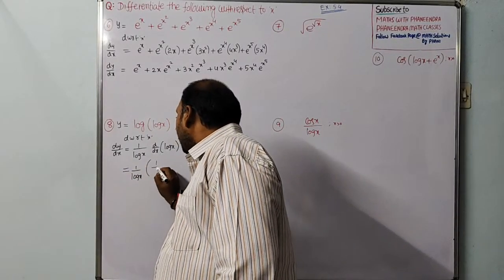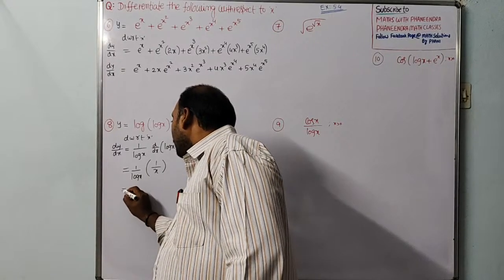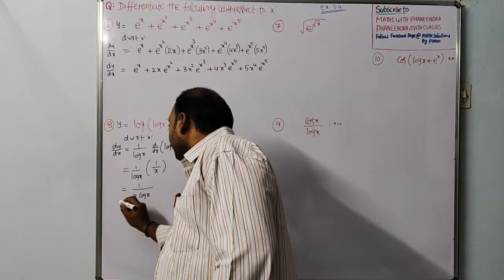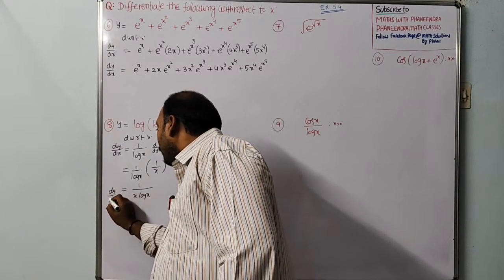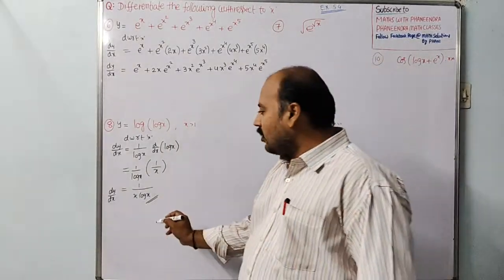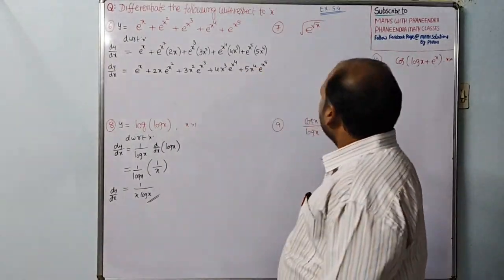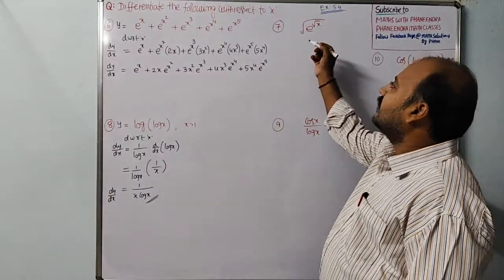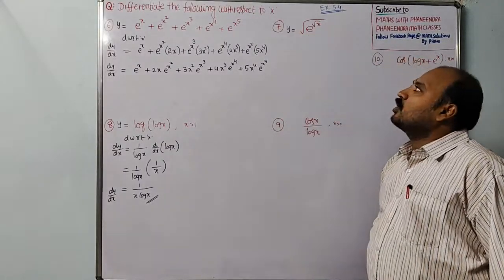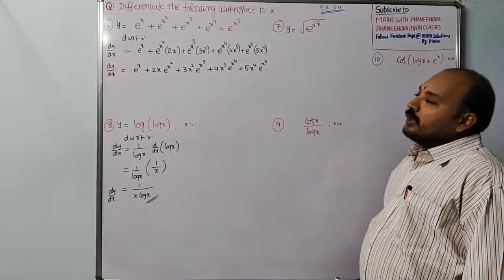dy by dx of log x is 1 by x, which is equal to 1 by x into log x. This is the value of dy by dx, 1 by x log x. Now come to question number 7 here. Consider y equal to root over e power root x.